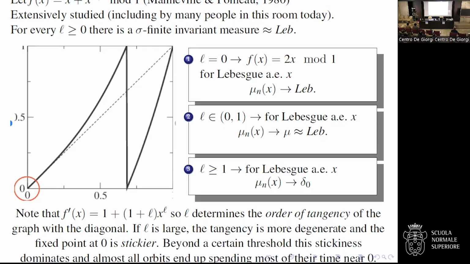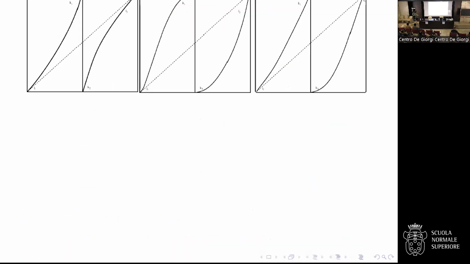So beyond a certain threshold, the stickiness dominates, and that's why you have this threshold where L equals 1. So when L is between 0 and 1, in some sense it's also getting stickier, but we call it non-sticky. And then here it becomes sticky. Okay. So the family of maps that I want to introduce today is a generalization of this family.